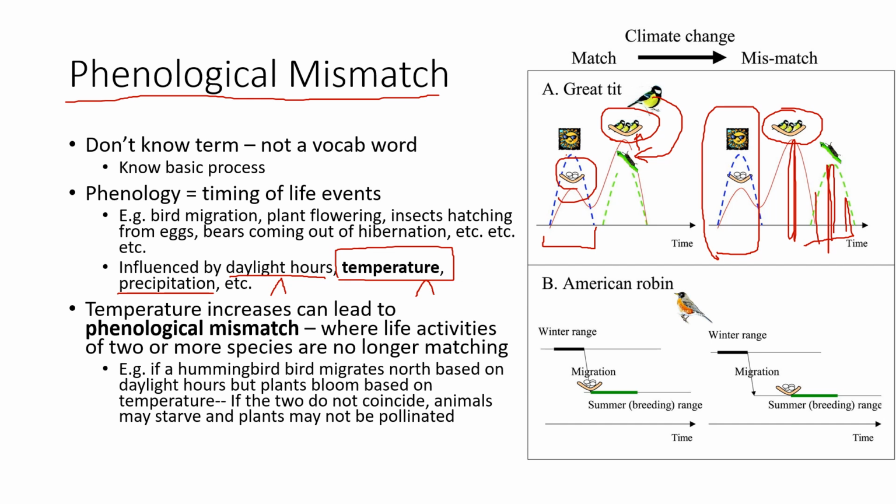Okay. The last example that I have down here, if a hummingbird migrates north based off of daylight hours, but the plants are blooming based off of temperature, the plants may be blooming earlier and the hummingbirds may not be there to pollinate the plants. So the plants suffer because they're not reproducing, and the hummingbird is suffering because they are not getting their food source.